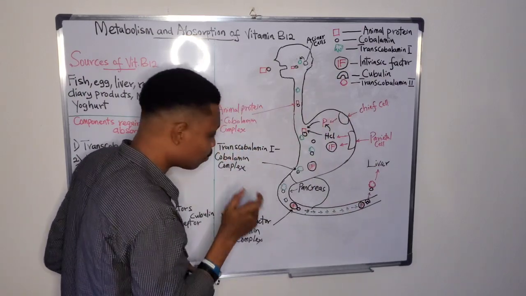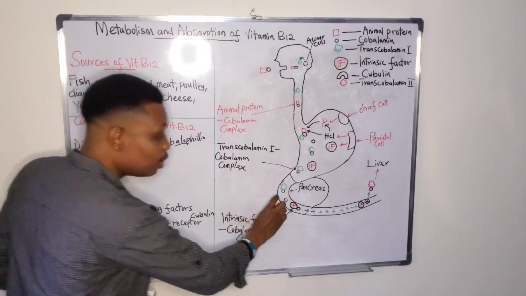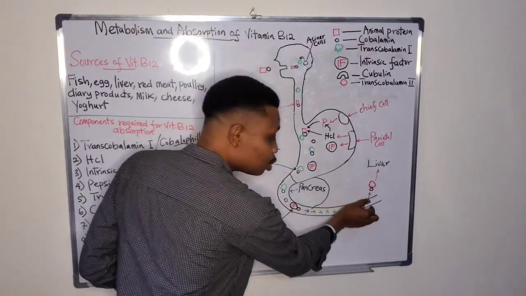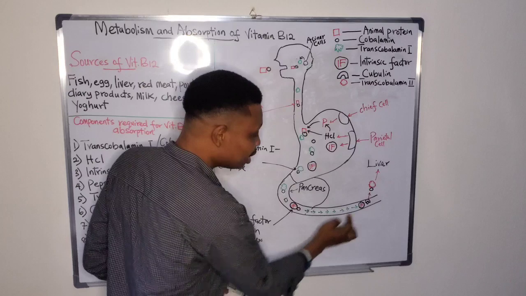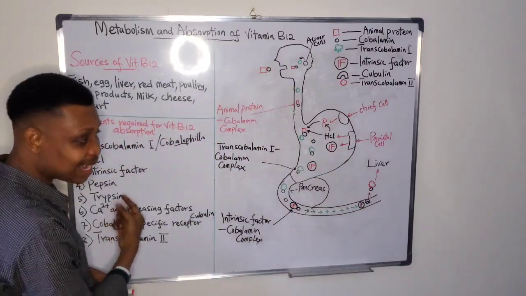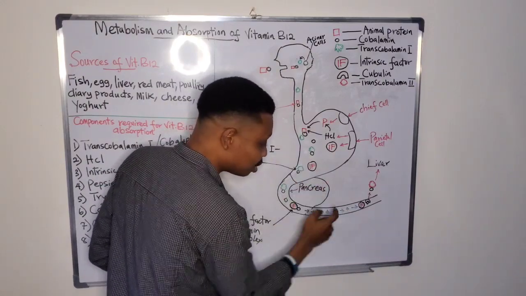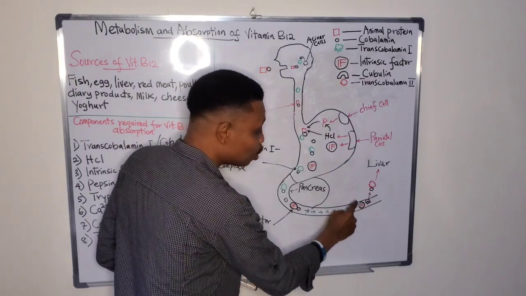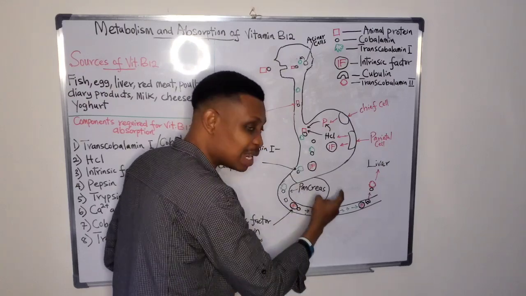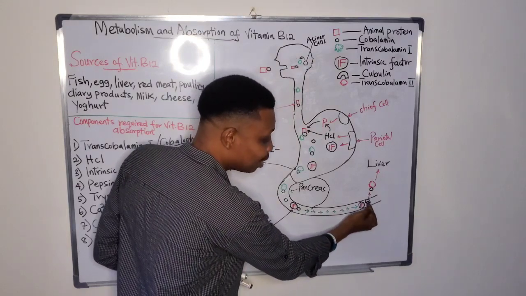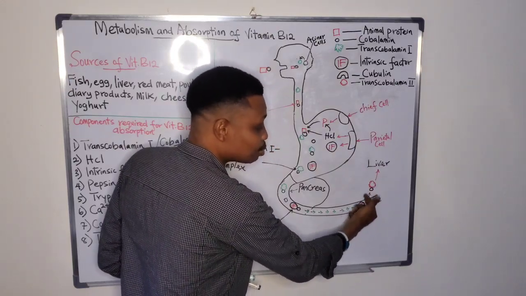And then also calcium ion and releasing factors that are produced at the duodenum will flow along with this complex to the point where the receptor that is specific to cobalamin is located. When it gets to that point, the releasing factor and the calcium ion will enhance the release of cobalamin from the intrinsic factor, and then cobalamin will become bound to its specific receptor. After being bound to the specific receptor, it will be absorbed into the circulation.